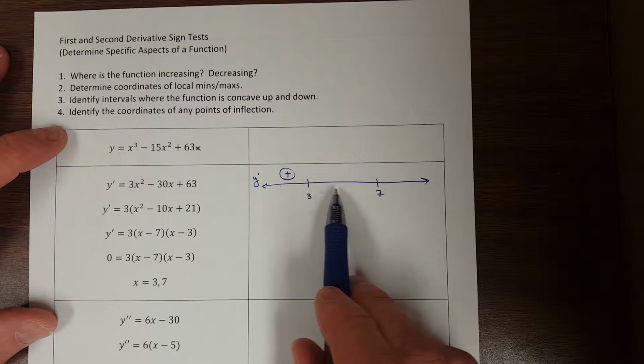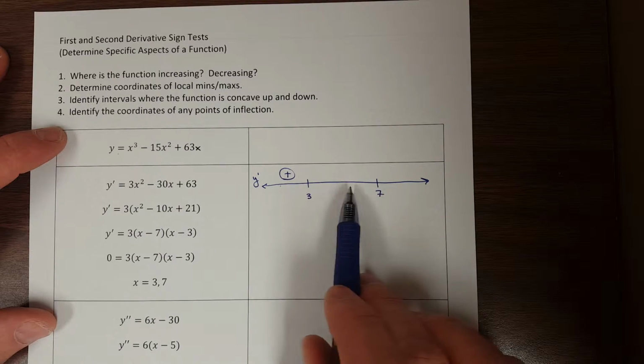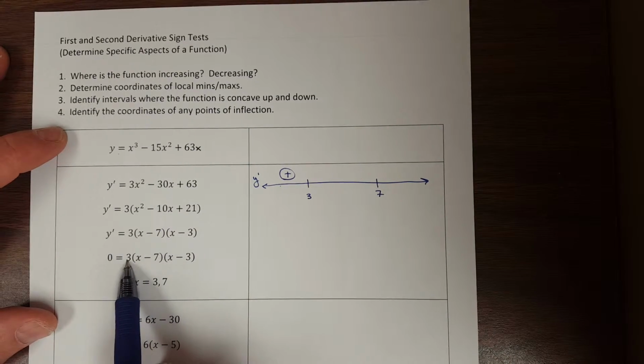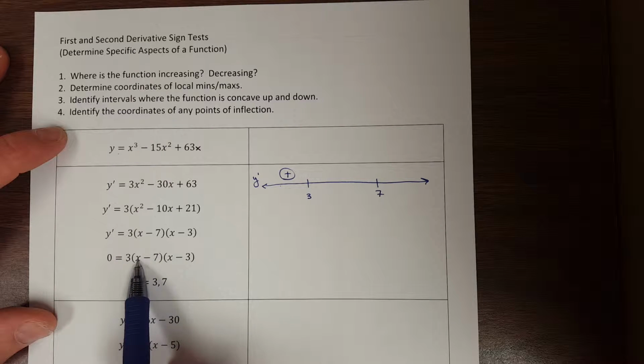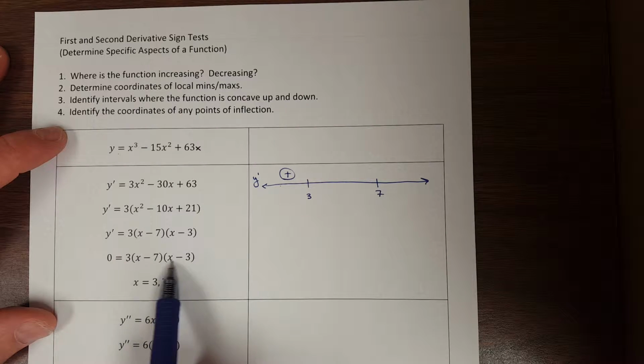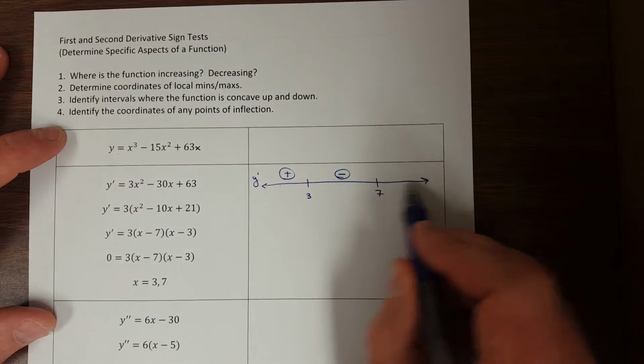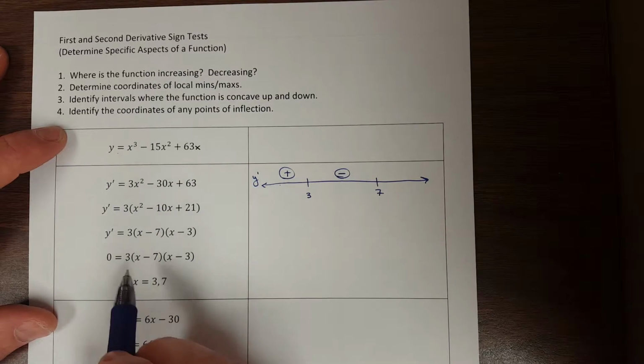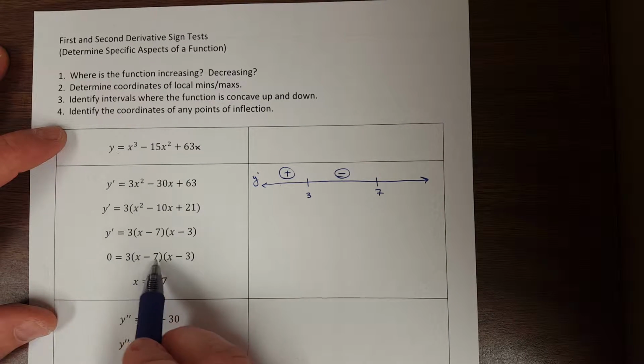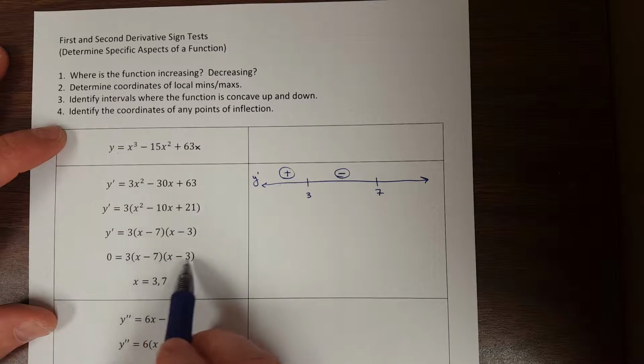In between, I'm going to pick a number like 4, 5, or 6. 4 is good. The first factor is always positive. Put a 4 there, it's negative. Put a 4 there, it's positive. So positive times negative times positive results in a negative. And then pick a number over here like 8 or 9 or anything else. I'm going to put an 8 in, that's going to be positive. Put an 8 there, positive.